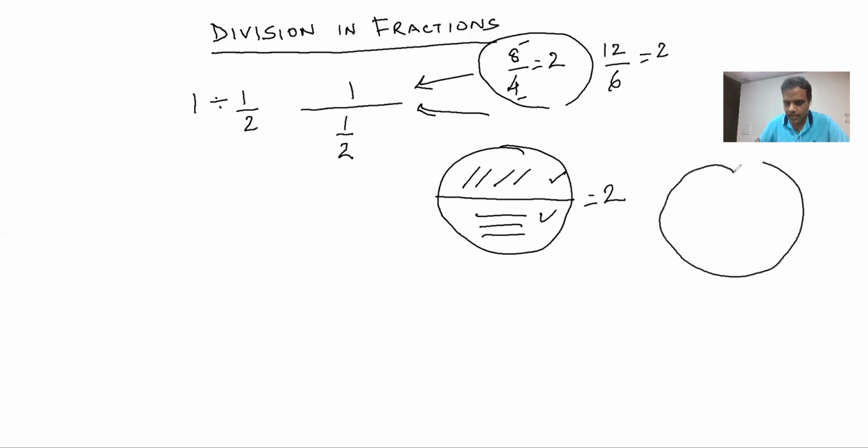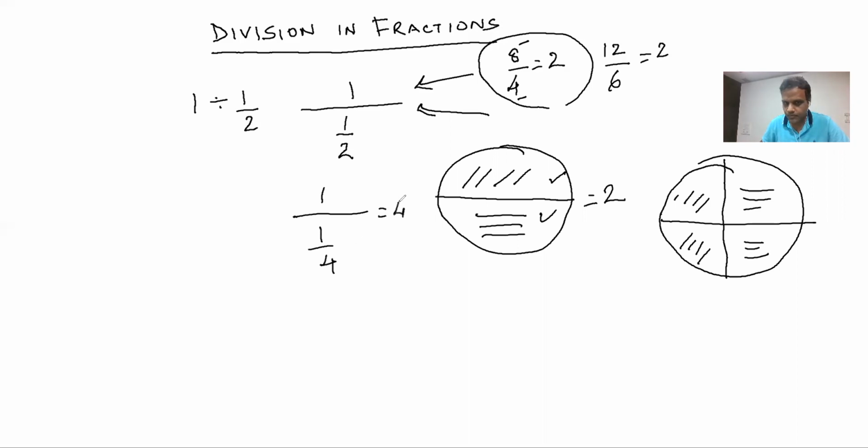Similarly, I can make another pizza, divide it into 4 parts, and now I ask you how many 1/4 are there in 1? So 1 divided by 1 by 4, you will tell me 4. How many 1 by 4 are there in 1? 4. 1, 2, 3, and 4. This is how we do the division in fraction.